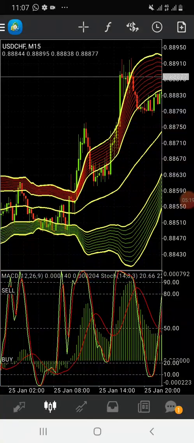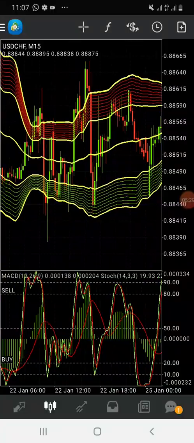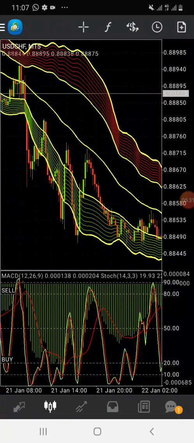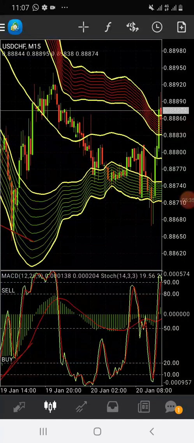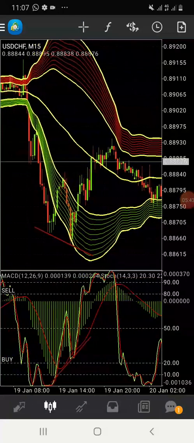So how does this work? Let's get a practical example. I have USD CHF right here. We are still using our 15-minute time frame. We are still using the previous settings. Let's get right into it. So what am I looking at when I'm looking for a divergence? I'm looking for where price is going the other way, and my technical indicator, in this case the MACD, is going the other way.